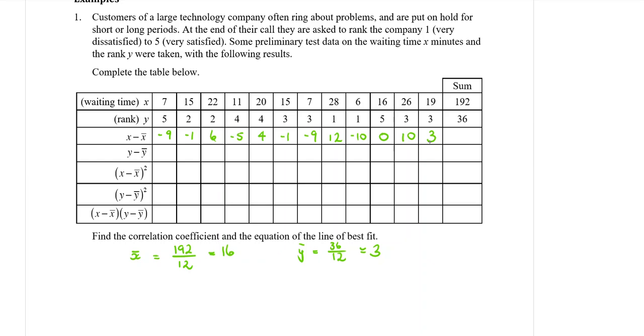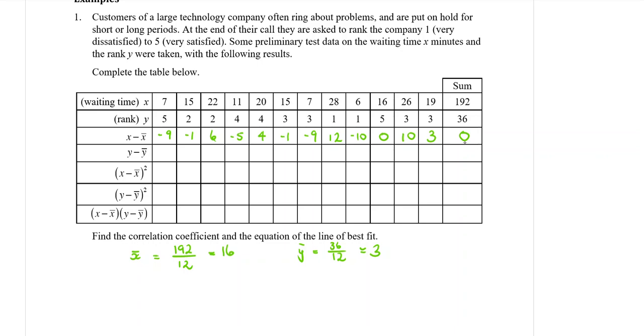If you add up all of those things, what do you get? Zero. Okay, that's why we're doing it. The average of each one away from their mean, and it should be 0. So it's going to happen for y as well.